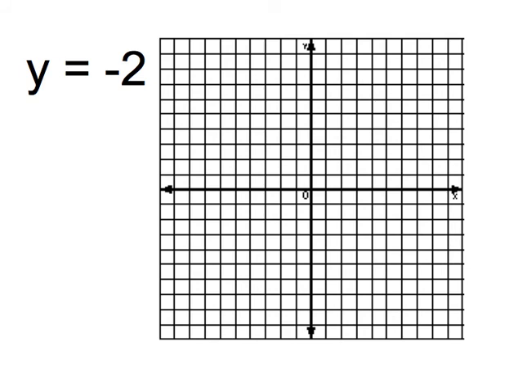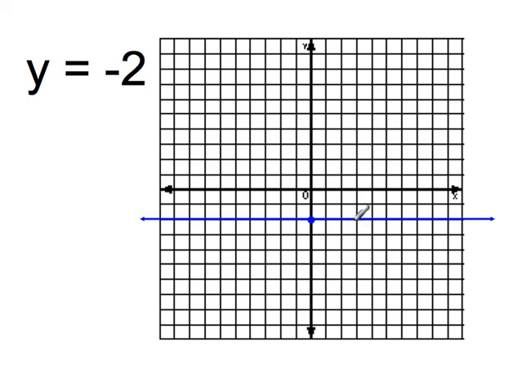I know that that's going to be a horizontal line because it's a y equals. So now first I want to find where y is negative 2. So along the y-axis, I'm just going to start by plotting a point at negative 2. And then because I know that it's a horizontal line, I'm going to put a horizontal line through that point. Now a good way to check and make sure that this is right, because sometimes people get confused on whether it should be horizontal or vertical.